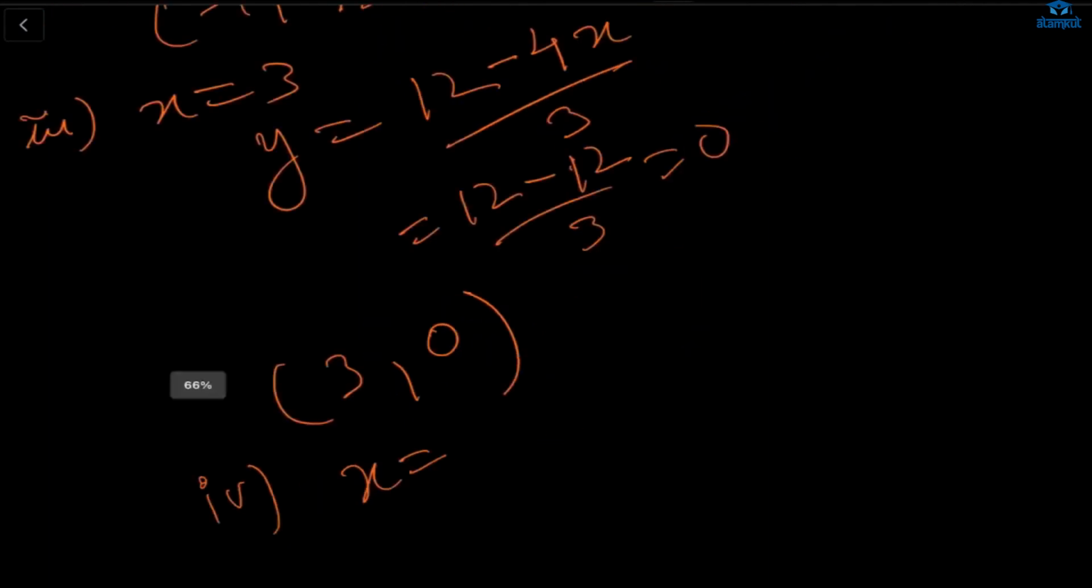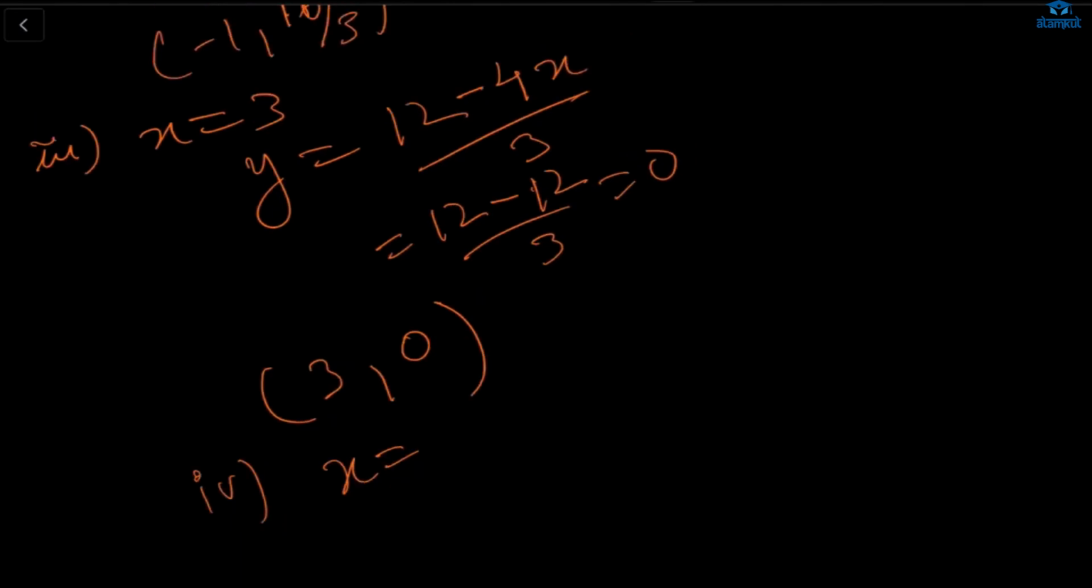You assume x, ma'am, a value. 3? 3 I already told. You can have any other value: 1, 2, 5, 7, 10, any value. Ma'am, you take it as 4. 4. Okay. So the y value will be equal to?